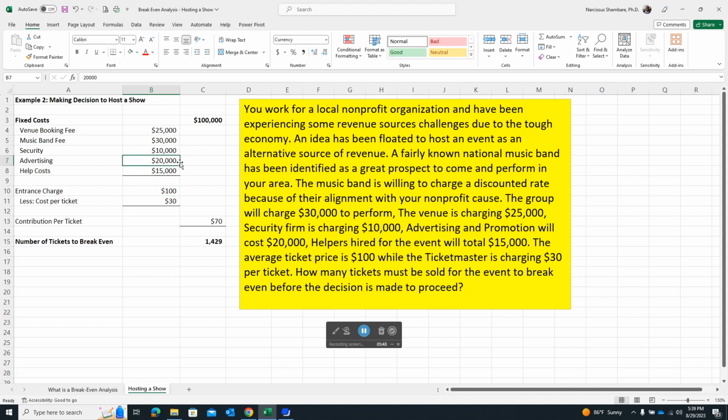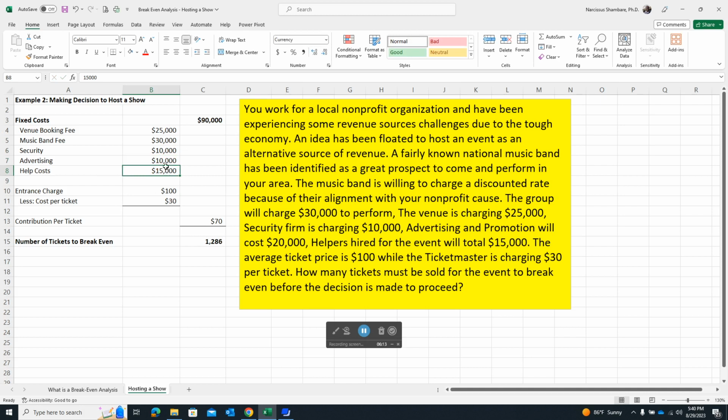For example, for advertising, if we realize that, oh no, it's not actually going to be 20,000 because you're going to use a lot of social media, which is actually free. So it's actually going to cost us 10,000, right? And by just doing that, it means that we only need 1,286 tickets to break even, right?